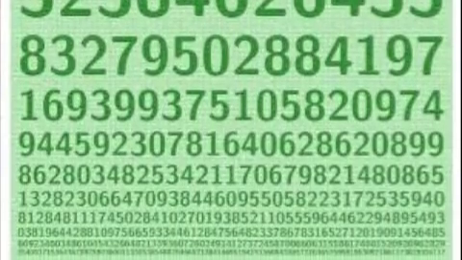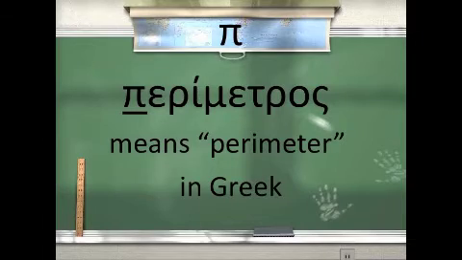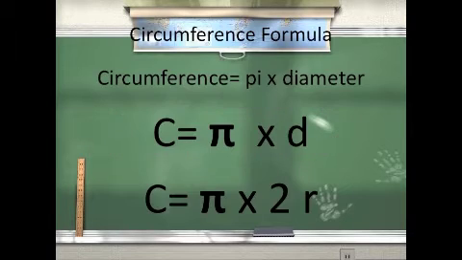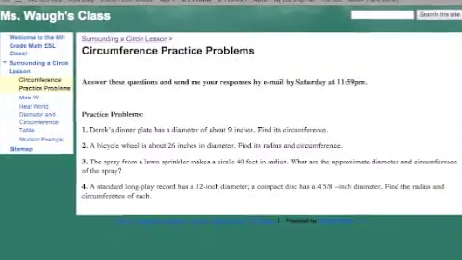Every time we use pi, it gives us a solution that is approximate. The symbol for pi comes from the first letter of the word for perimeter in Greek. It's the symbol pi. Now we can revise our formula and add pi as our constant. We can then write our formula as circumference equals pi times diameter, or circumference equals pi times 2 radii.